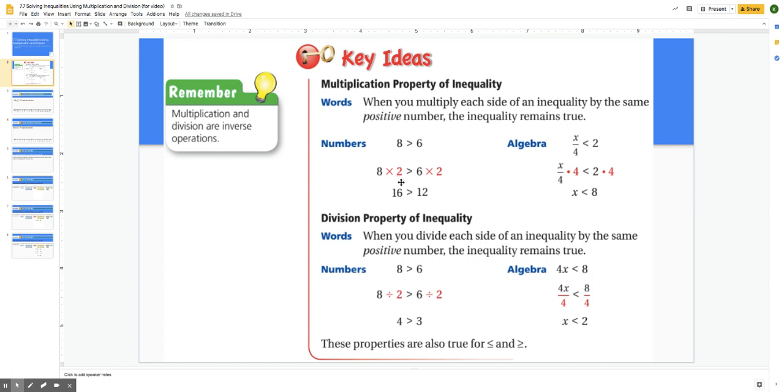They both state that whatever you multiply or divide on one side of an inequality, you have to do the same thing to the other side. This way you keep the inequality balanced. We look at multiplication and division because these are inverse operations of one another, meaning they're opposite operations.